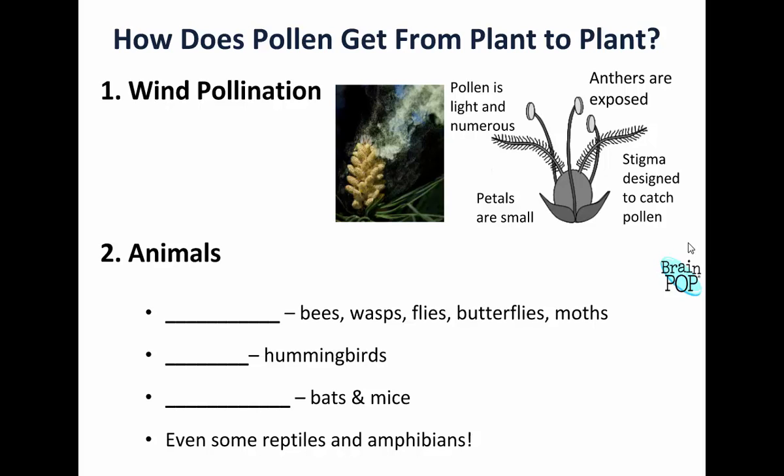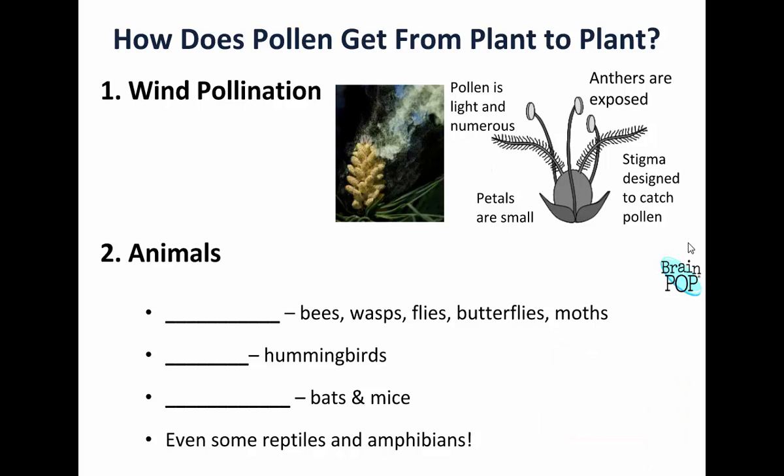When you go out in the springtime, your driveway is covered with that green pollen, that's from wind pollinated trees usually. They have to produce a lot of pollen because it's just kind of randomly blowing around. And so you need a lot of pollen to hopefully get some of it onto the stigma of another flower.